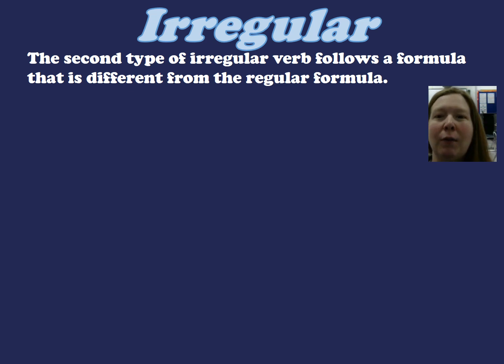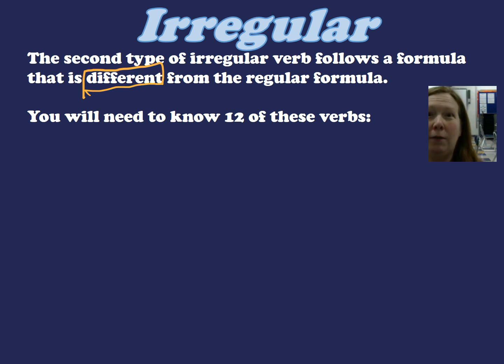So we are going to do another series of irregular verbs today. And honestly, these are the ones that are the most complicated, so you're going to have to kind of readjust your thinking a little bit to learn these. The second type of irregular verb follows a formula that is different from the regular formula. All right, so these forms do have a formula. That's the good news. But the bad news is you have to remember that the formula is different. You can't just use the regular formula.